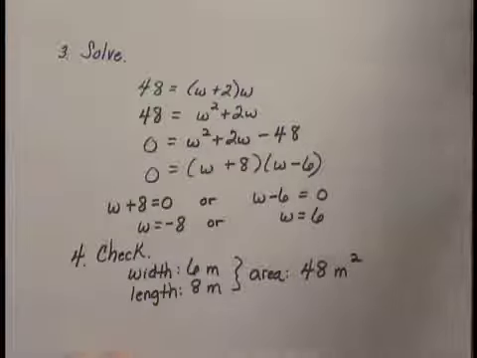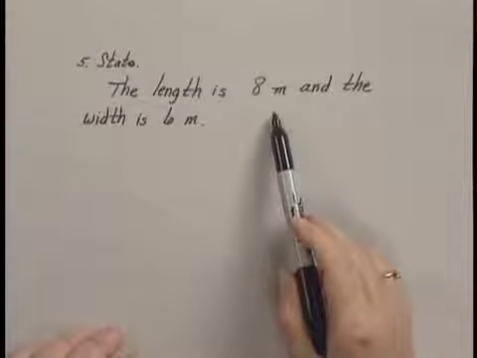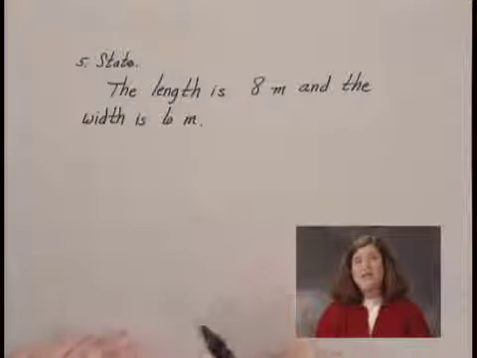So we can state our answer clearly in a complete sentence. The length is 8 meters and the width is 6 meters.